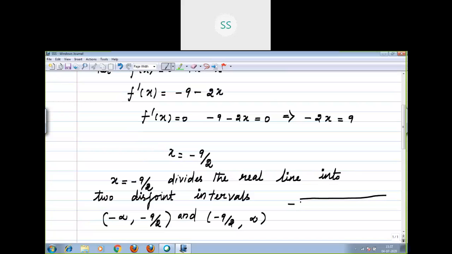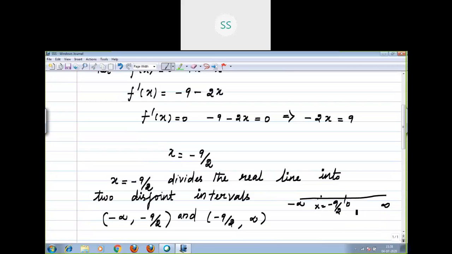Don't forget it. Minus infinity to infinity. This is your center point as 0. Maybe the minus 9 by 2 is nothing but minus 4.5. You have to assume like this, children. What is your x you found? x is equal to minus 9 by 2. This is your center point.